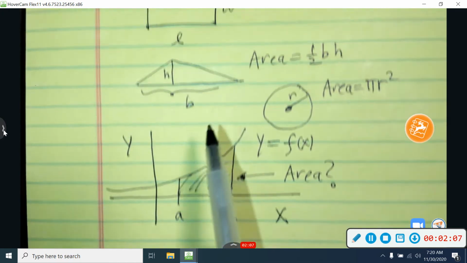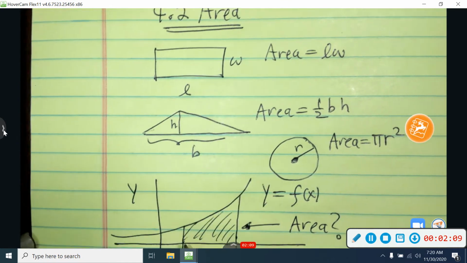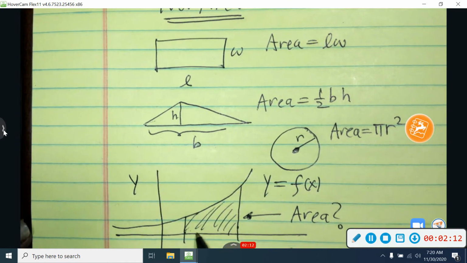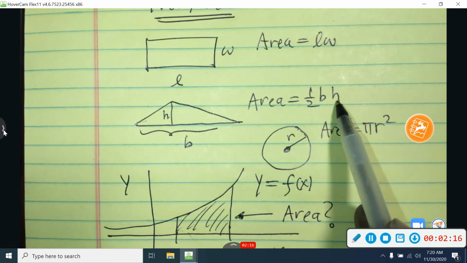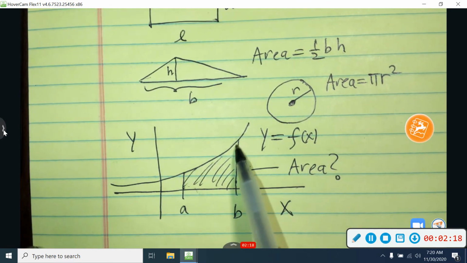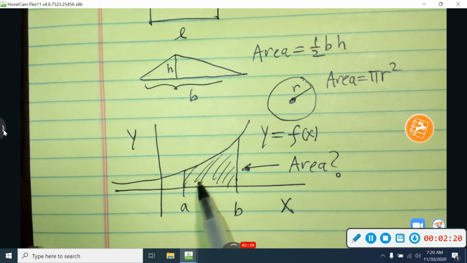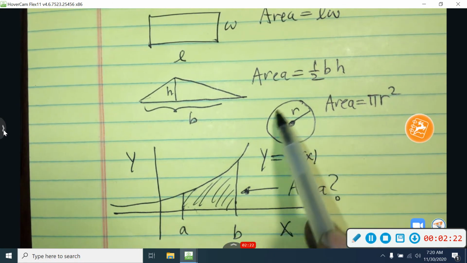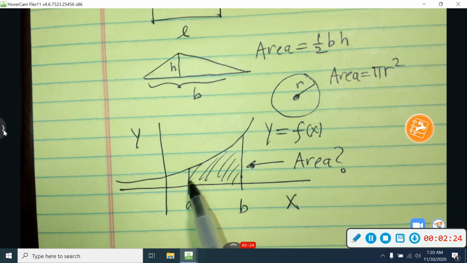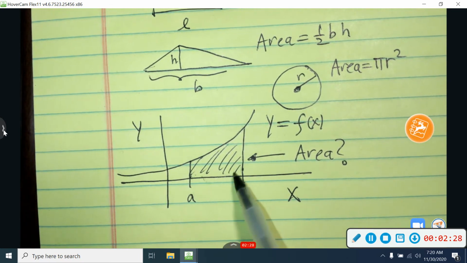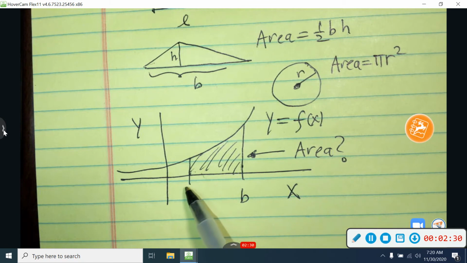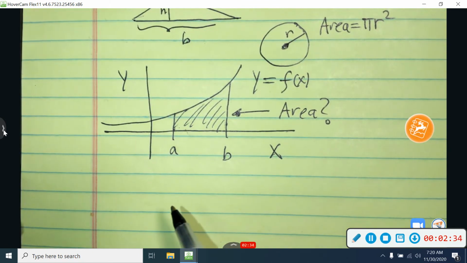Well, if it's a rectangle, it's just length times width. But wait a minute, that's not a rectangle. Well, if it's a triangle, it's just 1/2 base times height. Well, look carefully. It's not a triangle. Well, if it's a circle, it's just pi r squared. Well, look, it's not a circle. It's some kind of wedge-shaped figure. So suddenly it seems like area, indeed, is quite complicated.